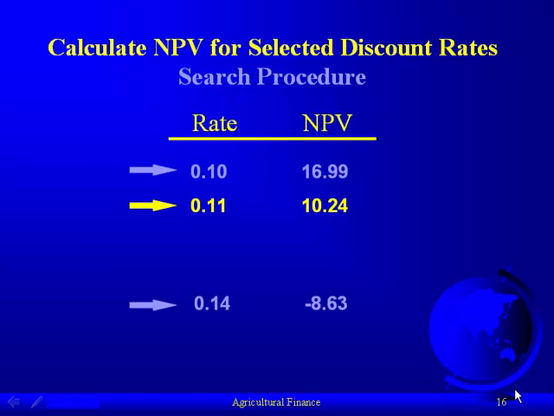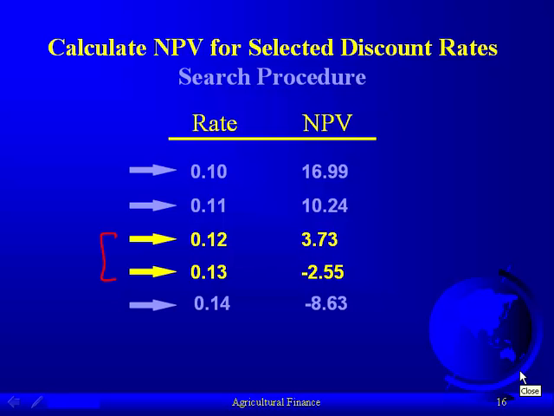Let's try 11%. We plug it into our calculators. You can test me on this to make sure I'm doing it right. Plug it into the equation. I come up with a net present value of $10.24, which makes that 11% still too low, so let's try 13%. Well, it's still negative, so let's try something a little lower. Let's try 12%. We can say it's somewhere between 12% and 13%.